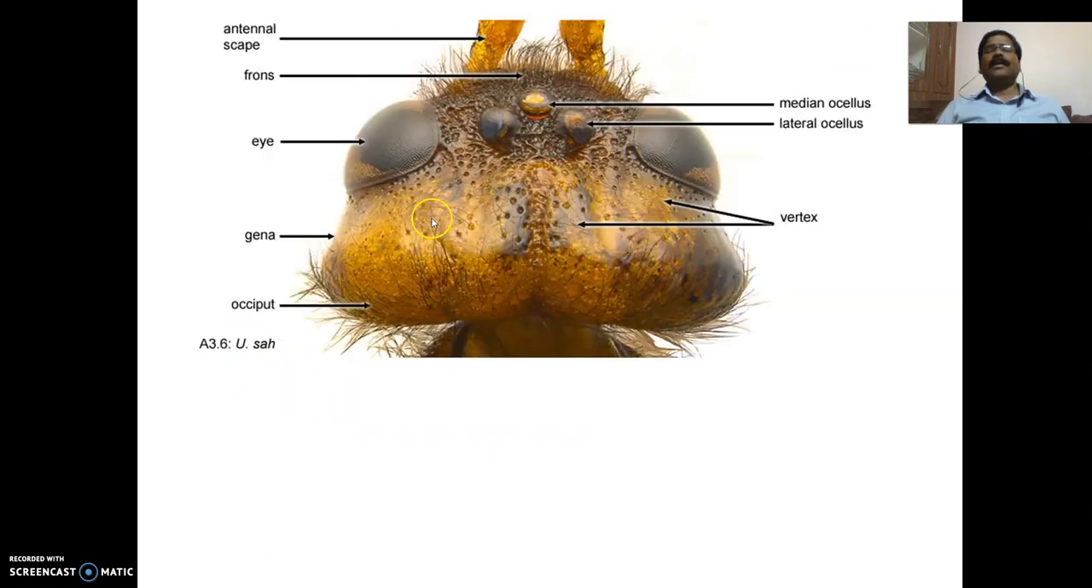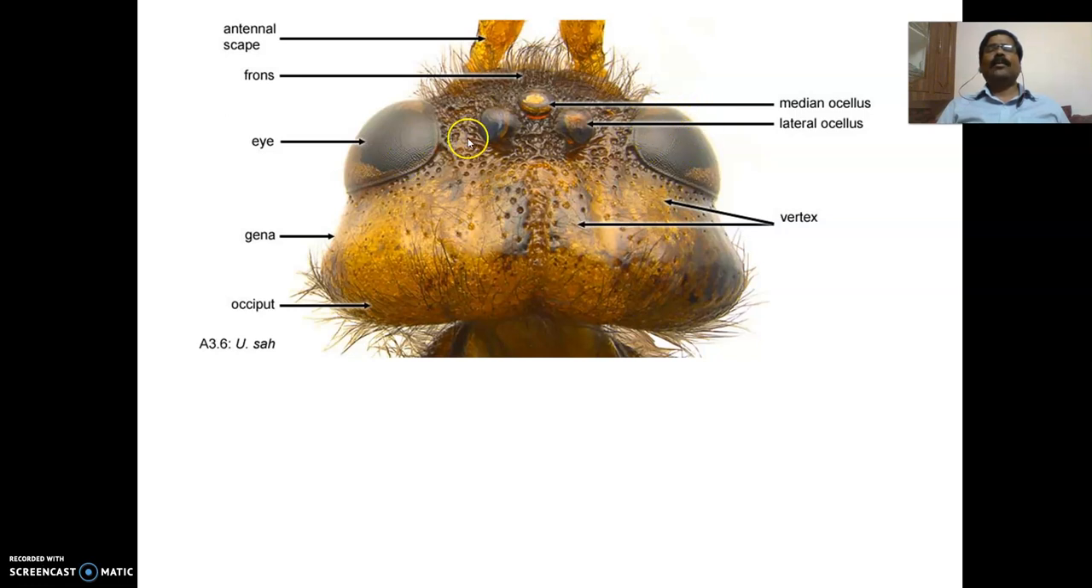Now from this image, you can see these are the dorsal ocelli. These are 3 in number. The middle one is known as the median ocellus, and these two are known as the lateral ocelli. These dorsal ocelli are generally located in the frons region of the head, and these 3 ocelli are located in between the two compound eyes. Now these are the compound eyes.